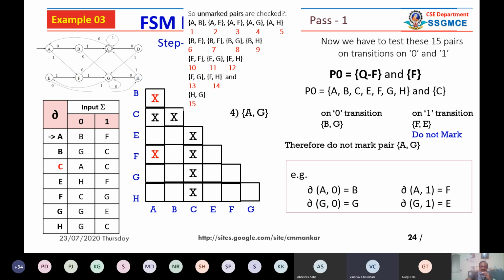So we are proceeding to pair number 5. That is an unmarked pair. So AG को भी हम mark नहीं करेंगे.